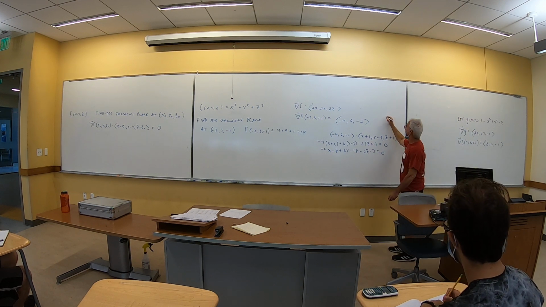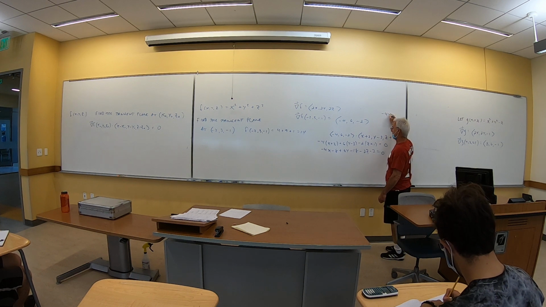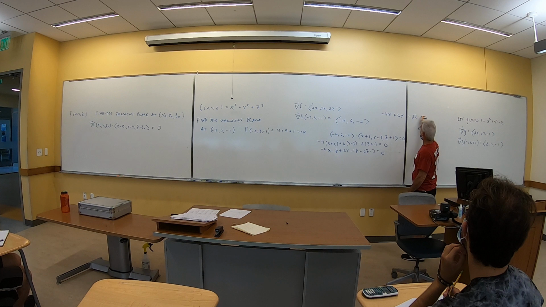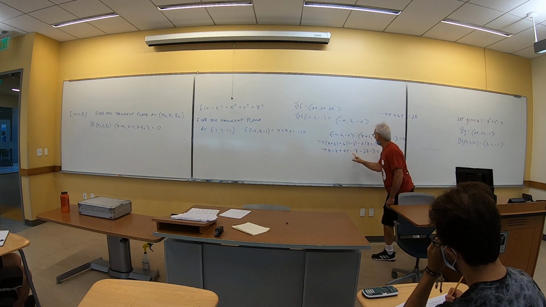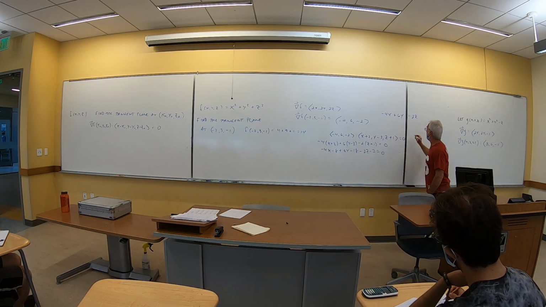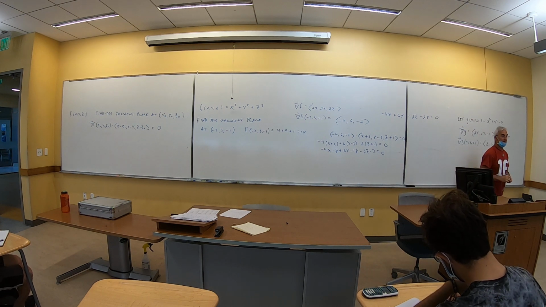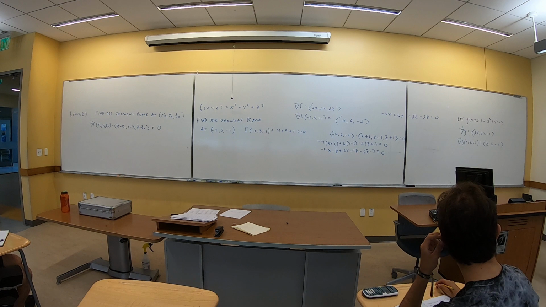So the equation of the tangent plane that I'm interested in is negative 4x plus 6y minus 2z, so minus 8, minus 18, minus 2, so minus 28 equals 0. That's it. Wow, that just wasn't that bad.